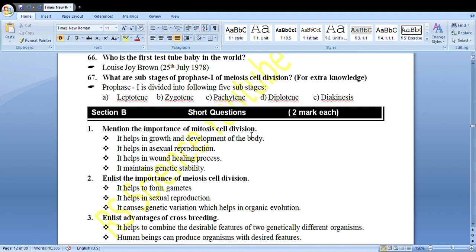Mention the importance of mitosis cell division. It helps in growth and development of the body. It helps in asexual reproduction. It helps in the wound healing process. It maintains genetic stability.